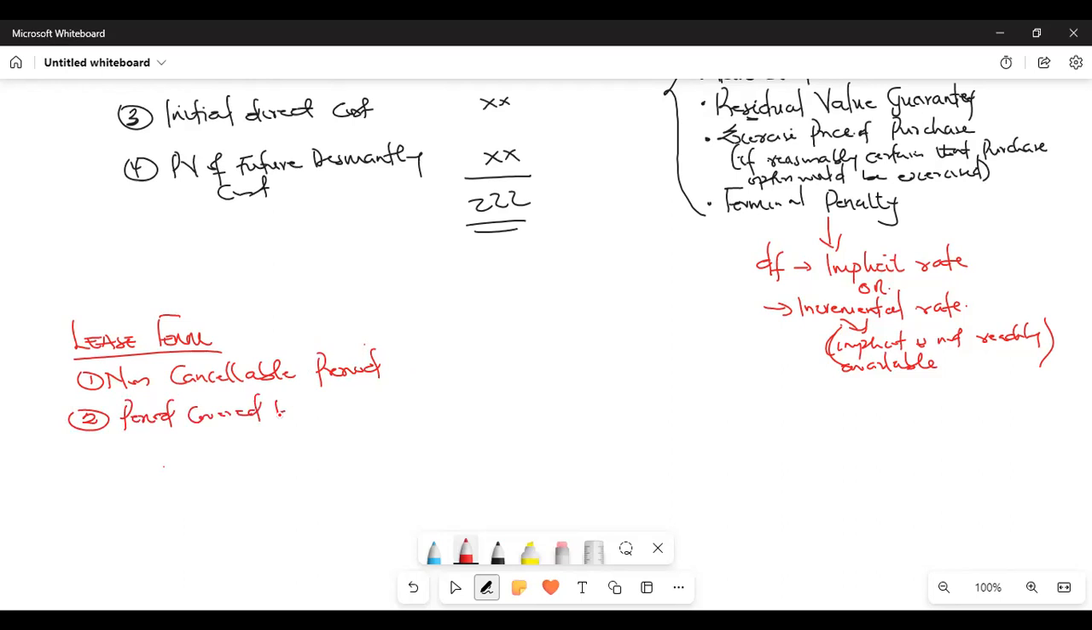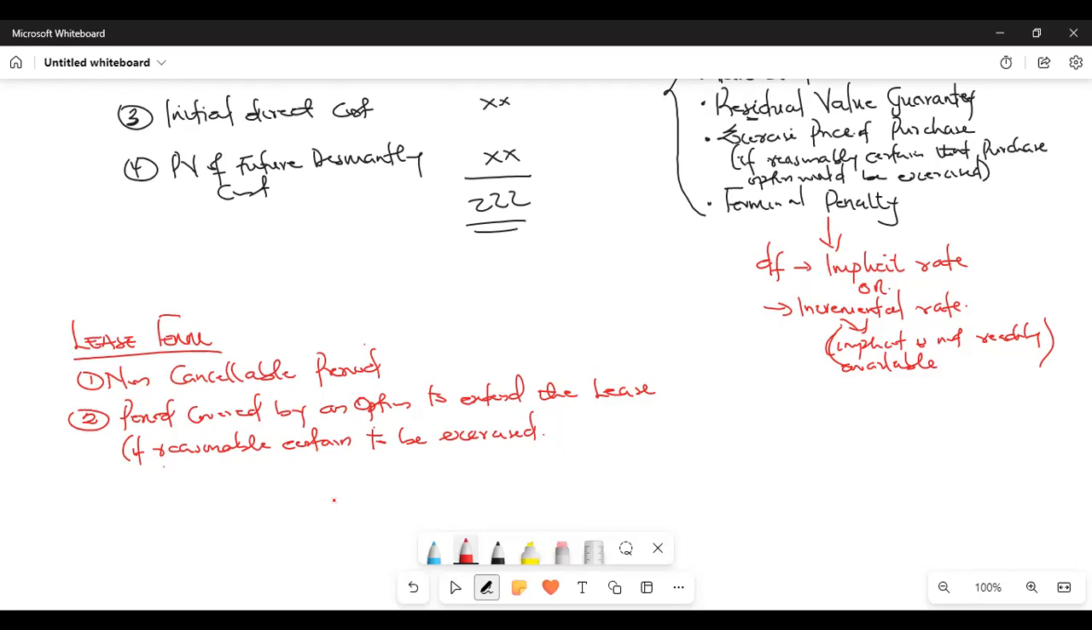An option to extend the lease. Now it can only be part of the lease term if and only if you are reasonably certain that you will extend the term. So if you know you will not extend it, then it can't be part. Of course, if I'm not extending it, why should it be part of my lease term? I will not be extending it. It's as simple as that. That is that.